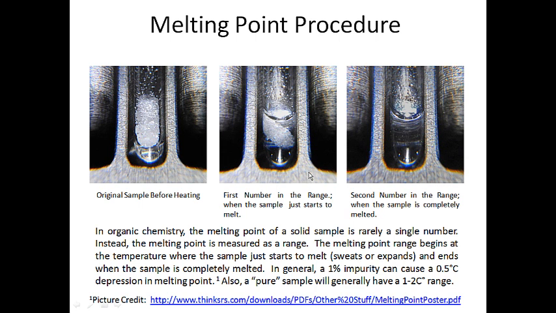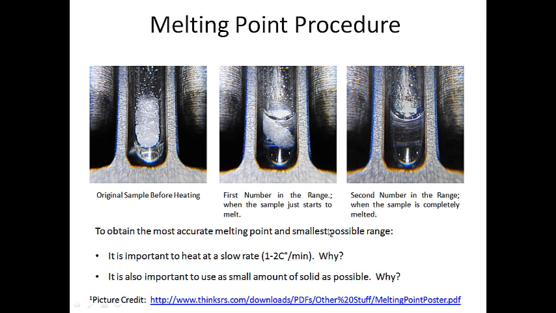actual size of the range. The width of the range in temperature is also an important part of measuring purity, because if you've got a range of, let's say, 10 degrees Celsius, it means the sample is very impure. 1 to 2 degrees is typically what we find. So ideally then we have to choose our conditions to try and get the most accurate melting point in the smallest possible range. So it's important that we heat at a slow rate, 1 to 2 degrees Celsius per minute, and it's also important to use the smallest amount of solid possible.